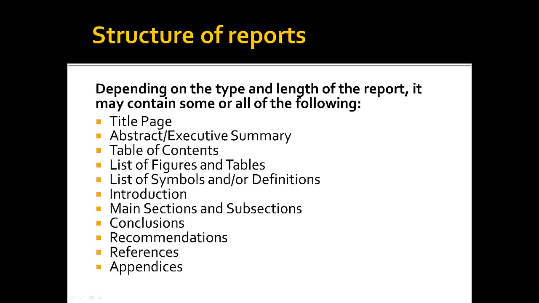Now the structure of these reports can vary, but they may include some or all of these things. So a title page, an abstract or executive summary, table of contents, list of figures and tables, list of symbols and definitions. And then we get into the main part of the report, so with the introduction, the main sections and subsections and conclusions. And they often have recommendations and are followed by references and appendices. So appendices are extra information that couldn't be included in the body of the report.